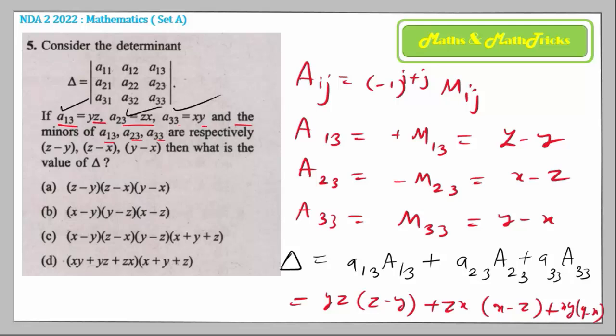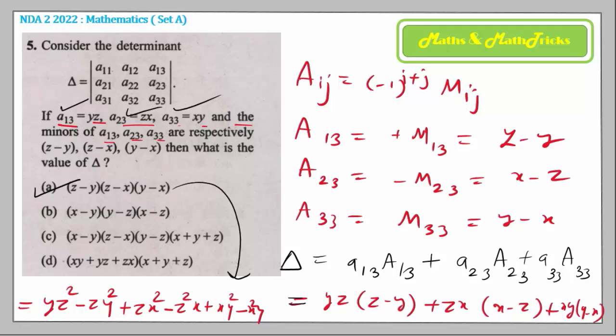When you expand this, you will get the value of the determinant equal to: the first term YZ square, then the second term ZY square, then the third term ZX square, then the fourth term Z square X, then the next term XY square and minus X square Y. When you expand the first option, you will get this answer easily. Hence I am telling you to verify at your end that when you simplify the first option, you will get this answer, and hence the determinant delta is answer A.